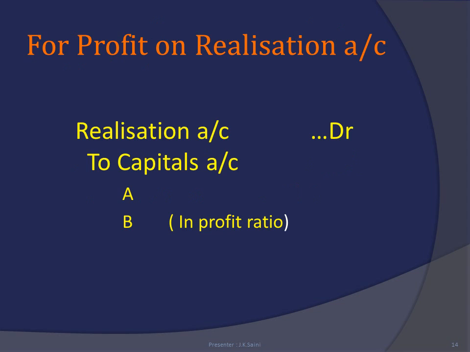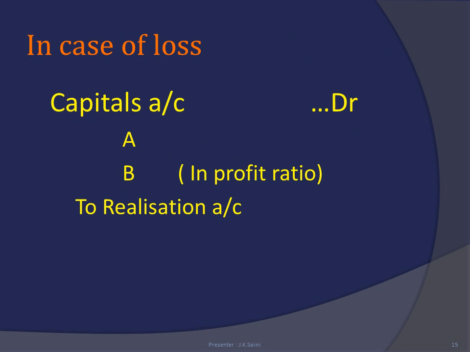Now, closing the realization account, there is a profit in case the credit side is greater and the debit side is less. The profit is transferred to the capital accounts in the old ratio, and in case of loss, the reverse entry is passed.